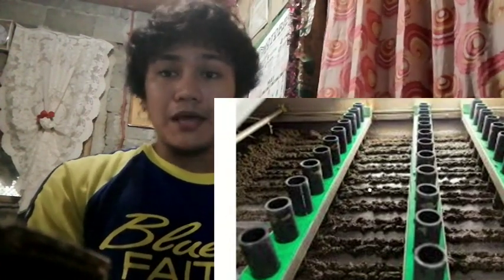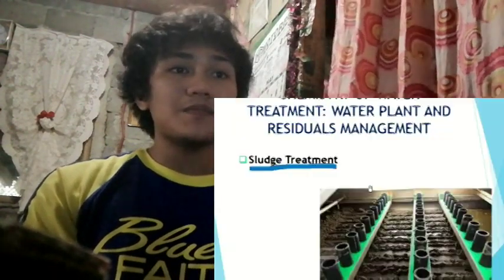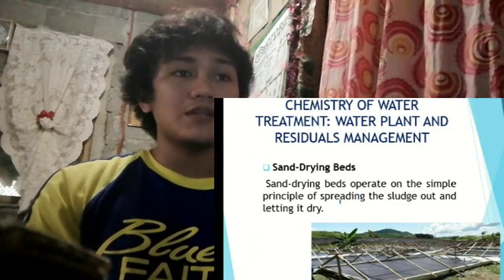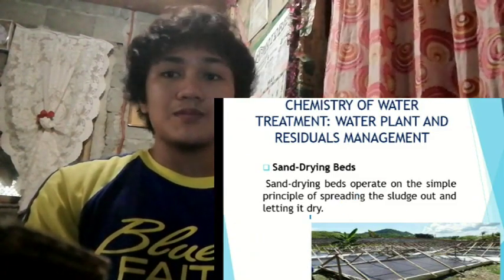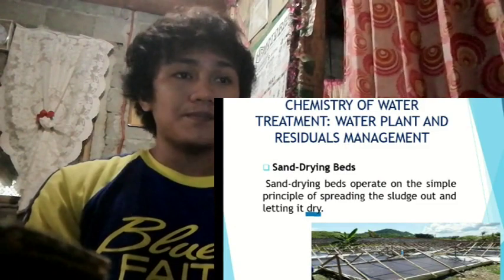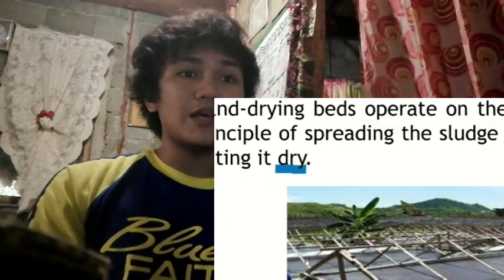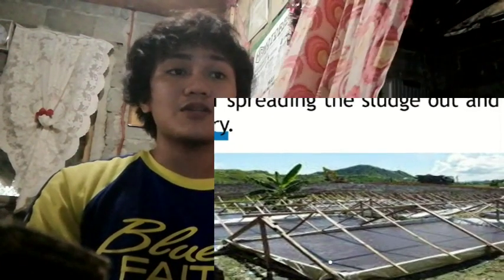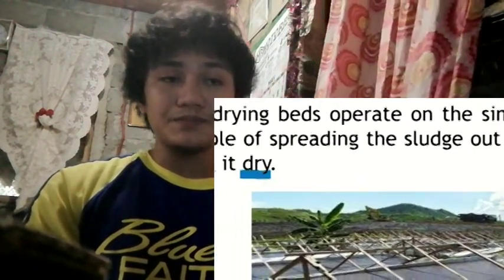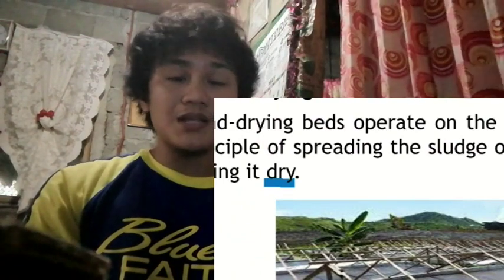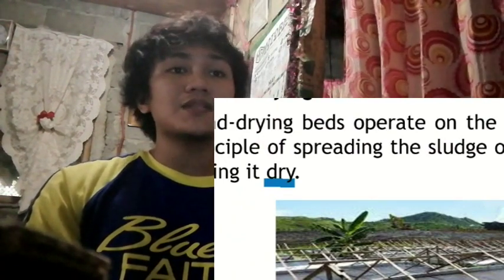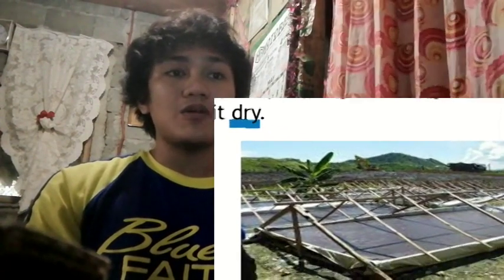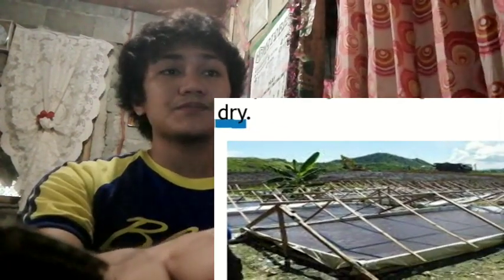Sun drying beds. Sun drying beds operate on the simple principle of spreading the sludge out and letting it dry. As much water as possible is removed by drainage or decant, and the rest of the water must evaporate until the desired final solids concentration is reached. Sun drying beds have been built simply by cleaning an area of land, dumping the sludge, and hoping something happens.